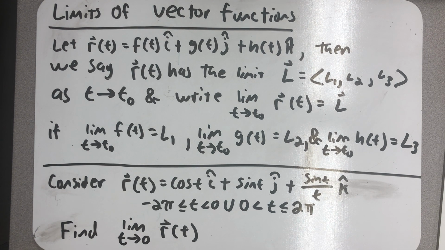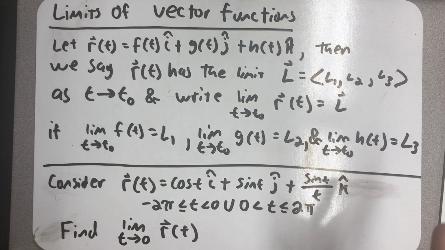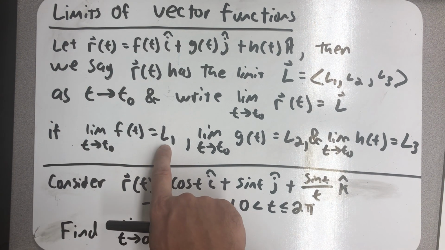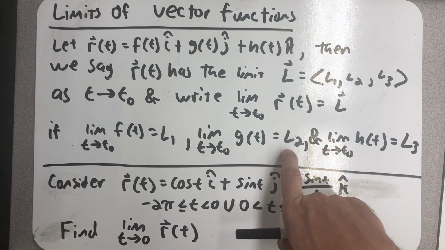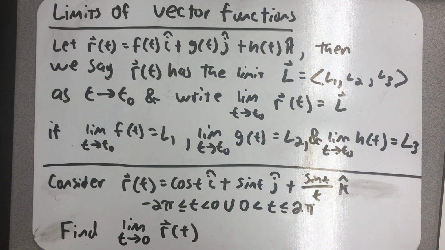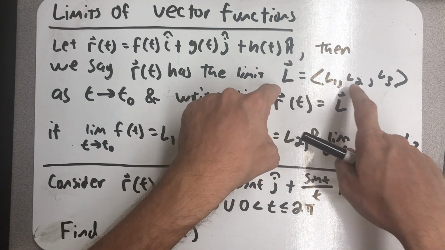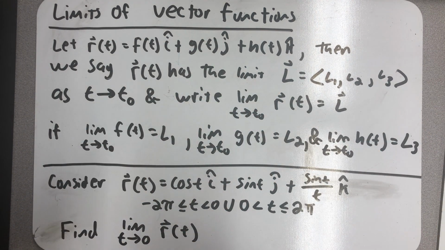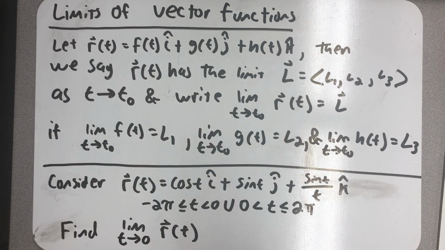approaches t naught, and we write the limit as t approaches t naught of r of t is the vector L if the limit as t approaches t naught of the i component is the i component of L, the limit as t approaches t naught of the j component is the j component of L. And then similarly for the k component, the limit as t approaches t naught of h has to be L3. What this definition says is my vector function has a limit of L with components L1, L2, and L3 if my scalar component functions have the limits L1, L2, and L3 respectively.